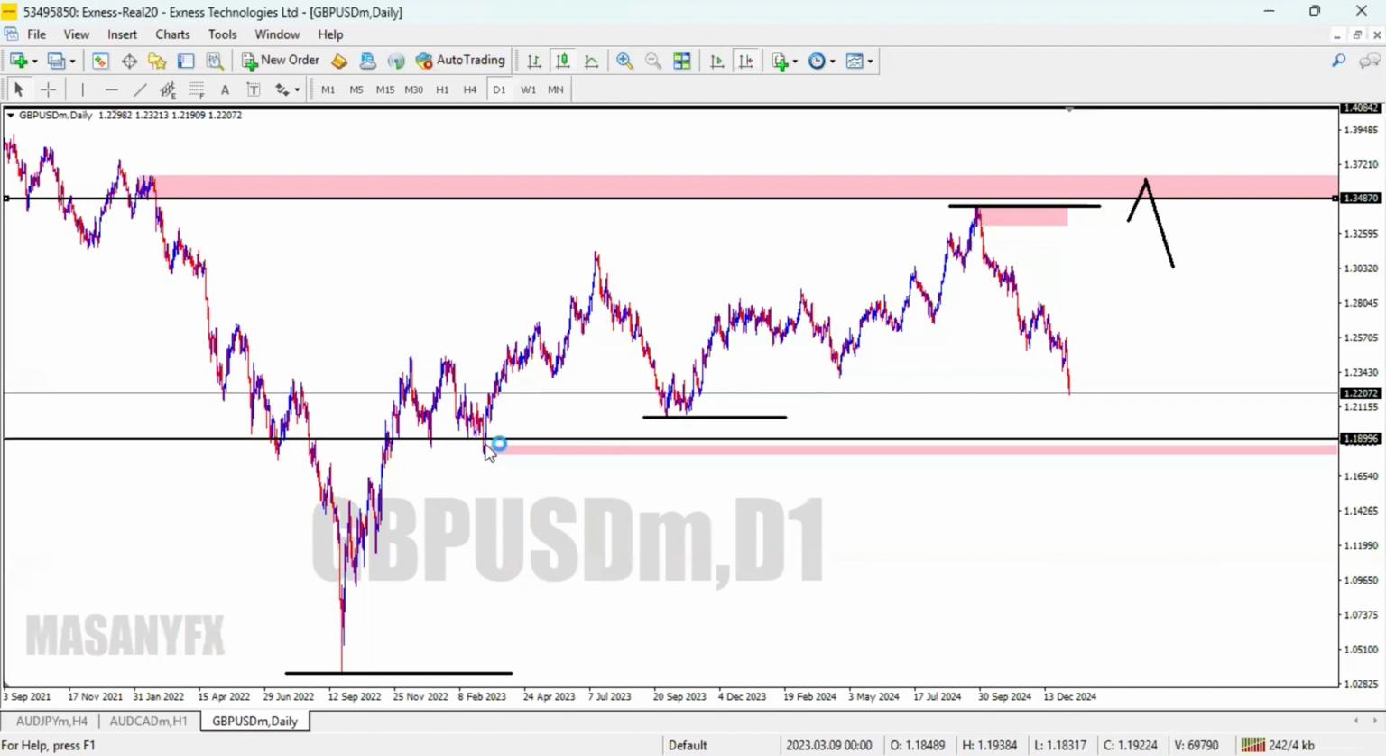Let me use this big zone. It's fine if you hold some losses, no problem. Either you miss the entry or you hold a little bit of loss, you choose.